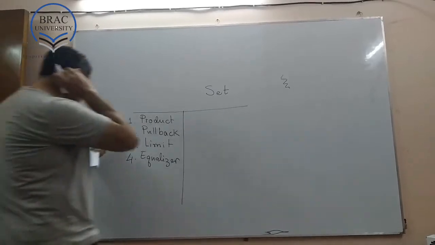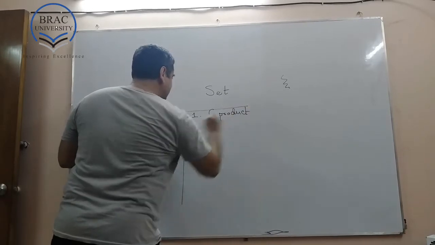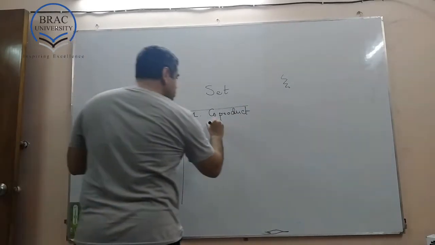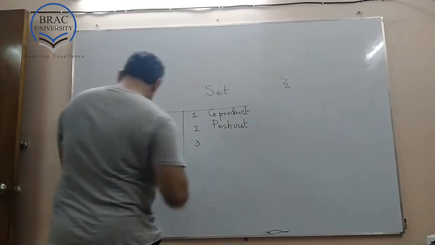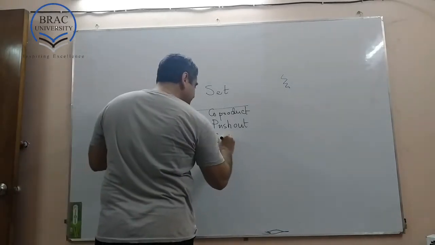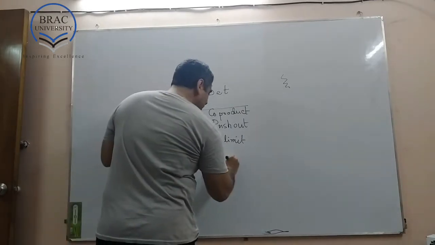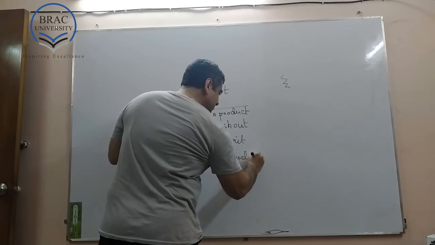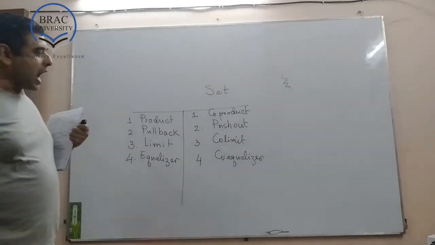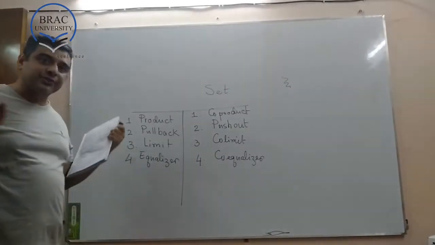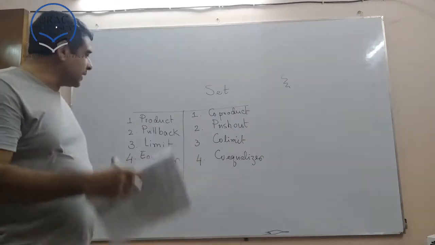On the right side of the table we have 1, co-product. 2, push out. Number 3, co-limit. At number 4, co-equalizer. So the concepts presented on the right are dual to the concepts presented on the left in a certain sense that we'll explore later in the lecture. So let's get started with the concept of product.